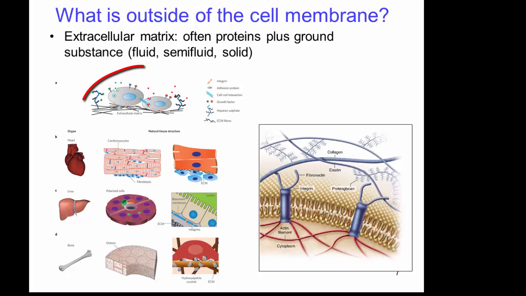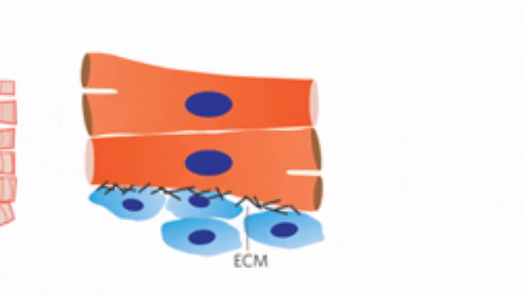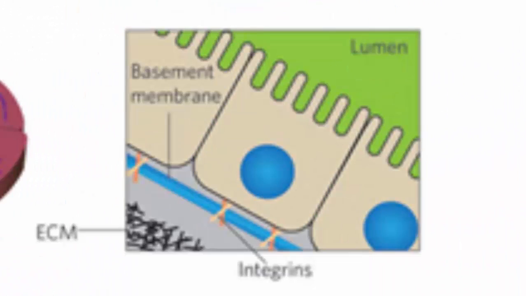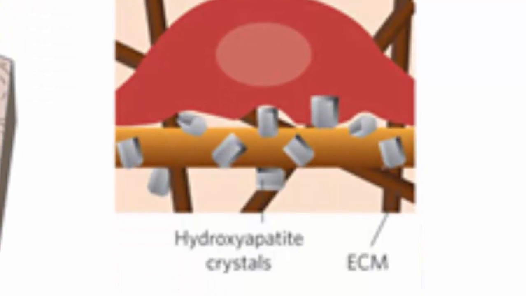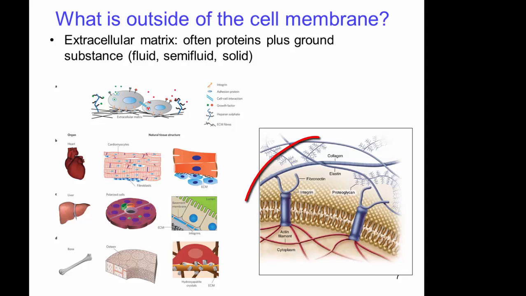So in this picture here, we see a couple cells and some representations for extracellular matrix. Below that, we see different organs, the heart, liver, and bone, and some examples of the different types of extracellular matrix that you might find outside of the cells for those particular organs. In this picture here, we see a cross-section through a cell membrane, and what's nice is that we can see the difference between what's inside the cell and then the extracellular matrix outside of the cell.